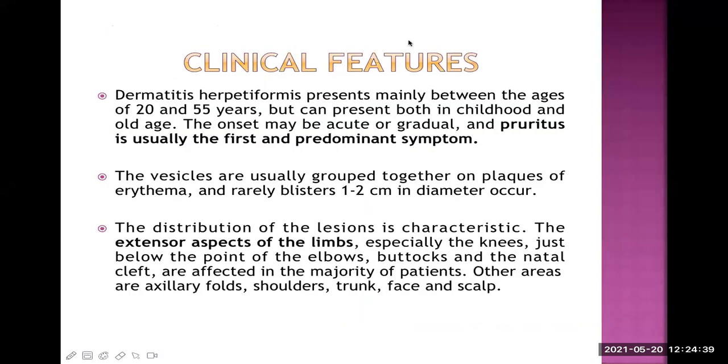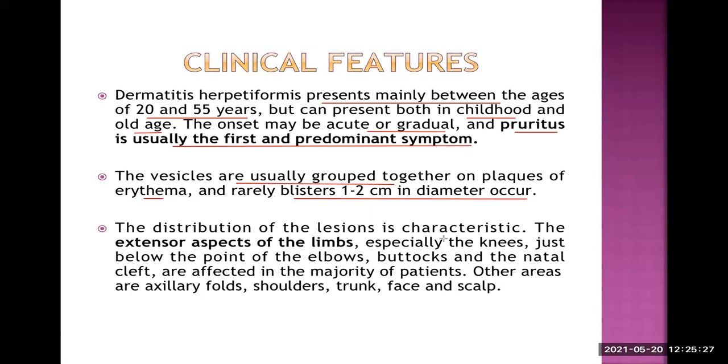Now, regarding the clinical features, most of the things we already talked about. This is just a revision now. Dermatitis herpetiformis presents mainly between the ages of 20 and 55 years, but can present both during childhood and older age. The onset may be acute or gradual, and pruritus is usually the first and predominant symptom. Pruritus means extensive itching on the skin. The vesicles are usually grouped together on plaques of erythema, and rarely blisters 1 to 2 centimeters in diameter because they are deeper. We do not easily see them from the surface.